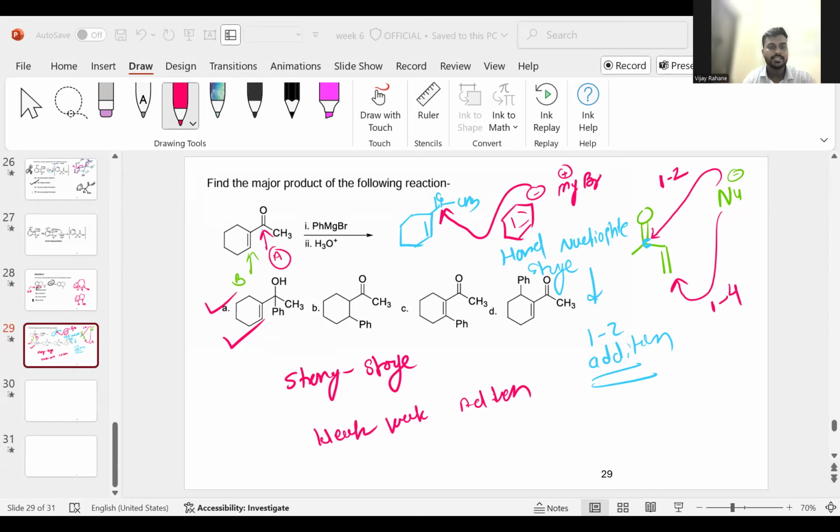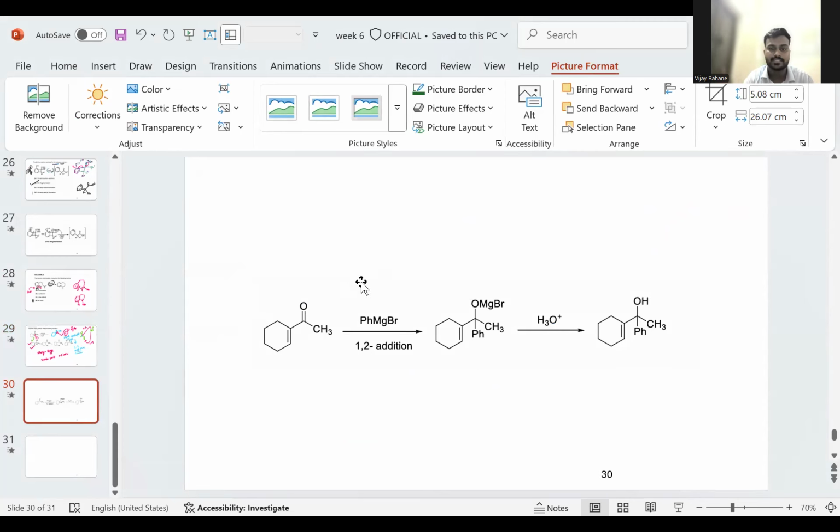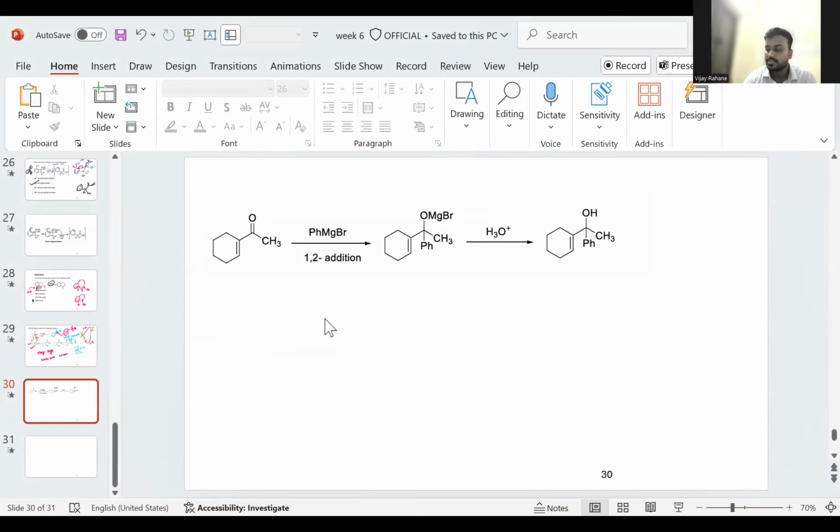If you want to refer to the detailed mechanism, I will add the detailed reaction mechanism in the next slide. So you can refer to that one. So this is the detailed reaction mechanism. And if someone wants the other addition, 1-4, why does 1-4 addition not take place on this one? Sorry, if someone wants the addition product, that is 1-4.